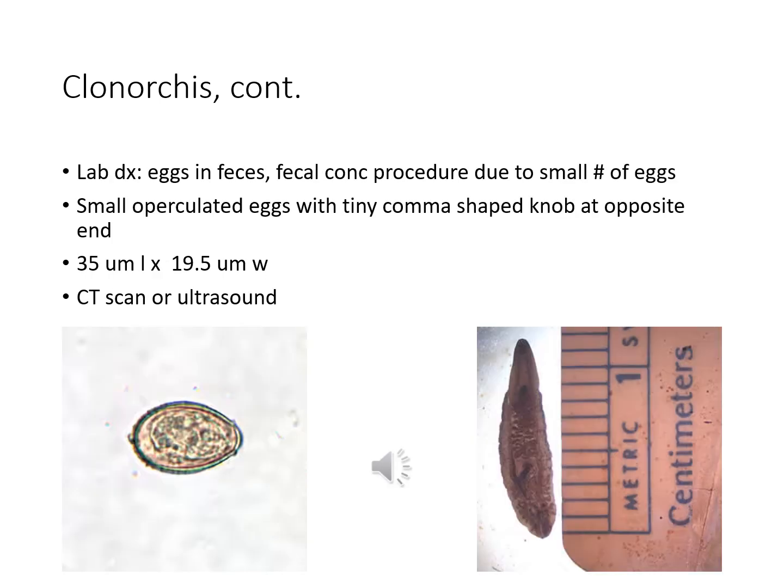Laboratory diagnosis is eggs found in the feces. You may need to do a fecal concentration due to the small number of eggs that are usually found in the stool. This is a very small operculated egg with a very tiny comma-shaped knob at the opposite end. Size-wise, this is one of the smallest at 35 micrometers long and 19 micrometers wide. It also has on the operculum what are referred to as shoulders. Oftentimes, these are going to be diagnosed initially with a CT or an ultrasound.